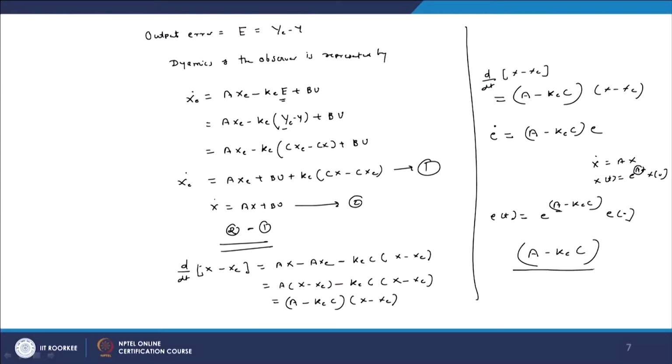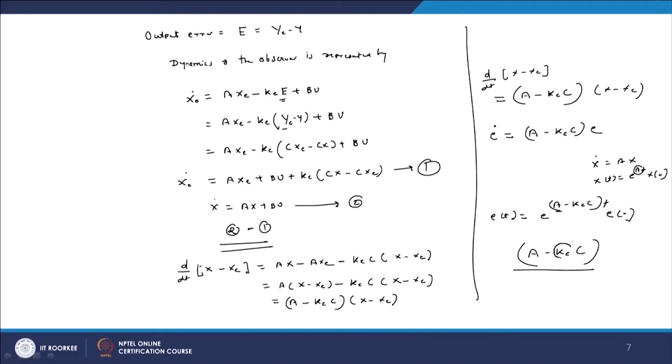So, this is possible when the eigenvalues of A minus KC are far away from the imaginary axis, and whether it is far away from the imaginary axis or nearer to it depends upon this K matrix. Therefore, the K matrix is very important because it governs the error equation.